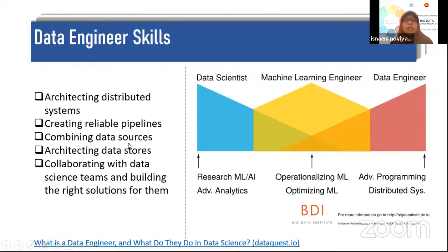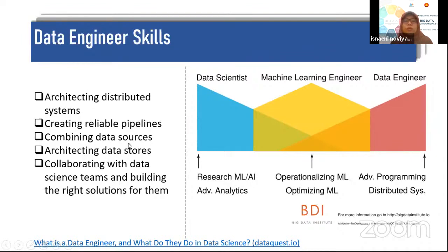The fourth is architecting data stores. Architecting data stores means that data stores must be managed based on the characteristics of the data. We already know that there is unstructured and structured data, and between both of them, they must be managed differently, and maybe the technology to process the data will be different.